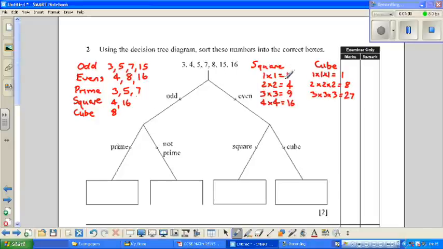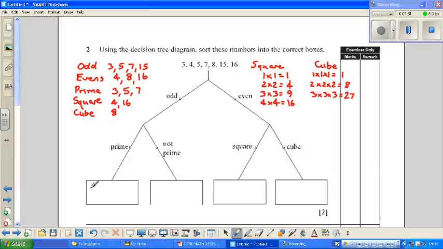The square numbers, just to remind you, are numbers that are multiplied by themselves. So 1 times 1 is 1, 2 times 2 is 4, 3 times 3 is 9, and so on. And a cube number is where the number is multiplied by itself again. 1 times 1 times 1 is 1, 2 times 2 times 2 is 8, 3 times 3 times 3 is 27.